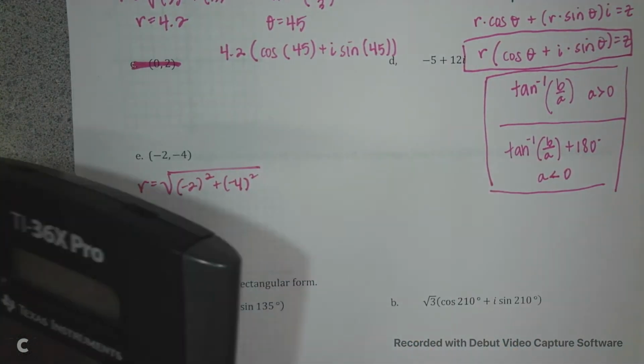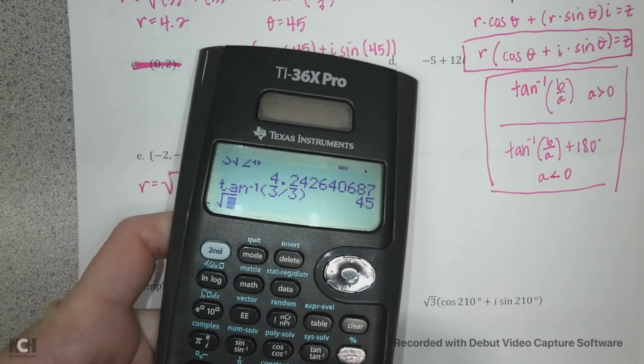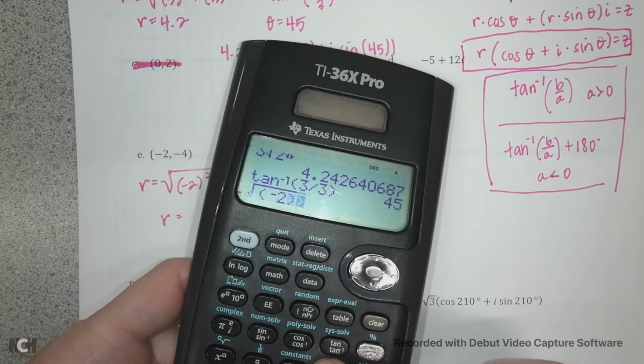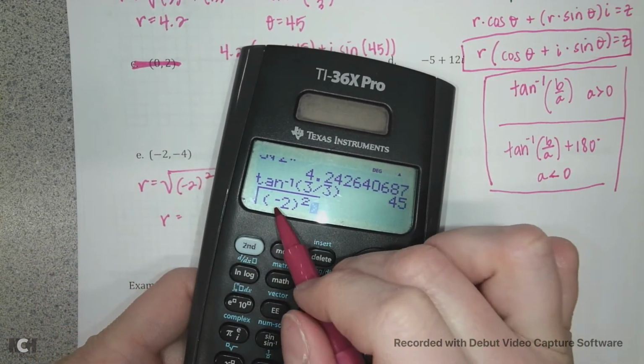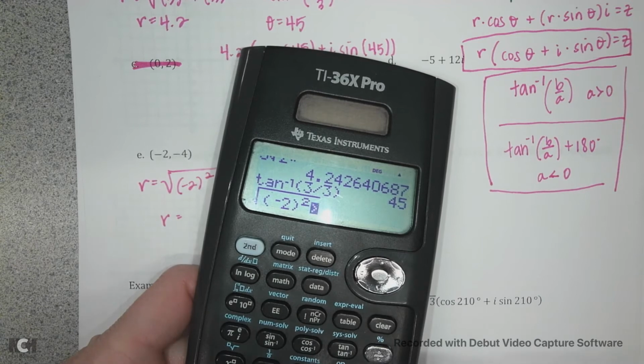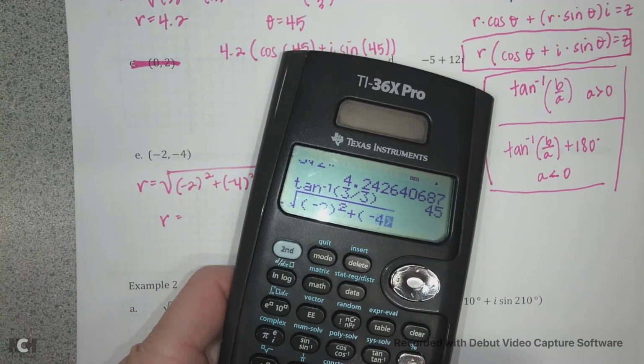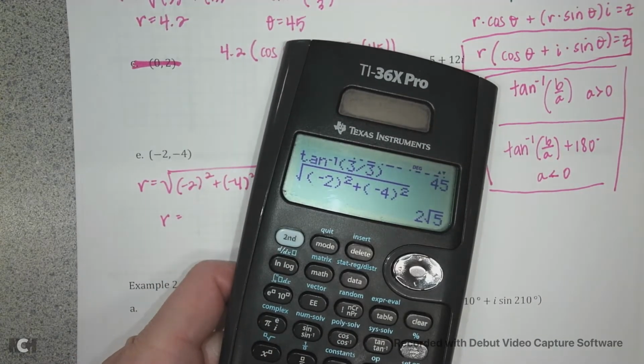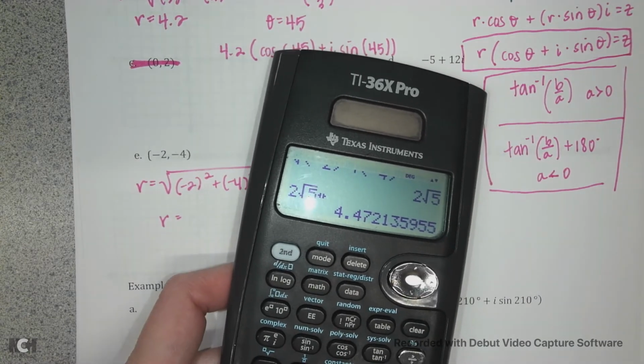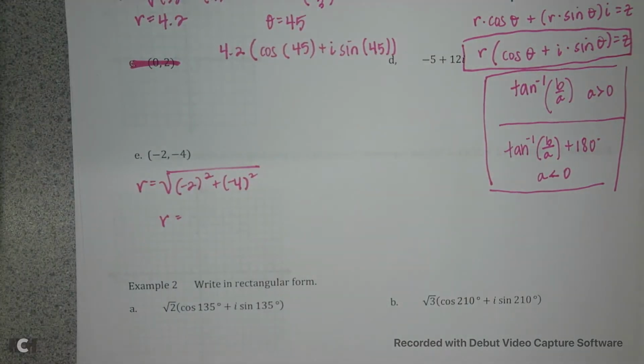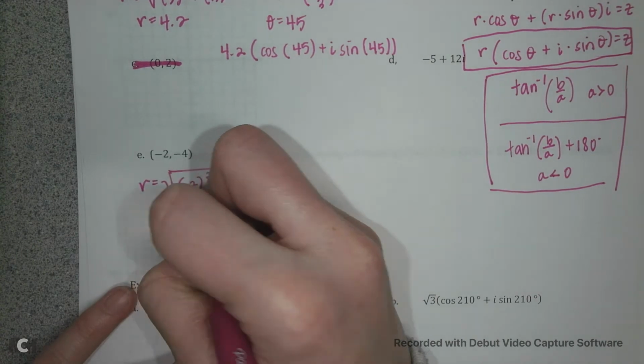So we're just going to type that in. So be careful when you square negatives. You need to make sure you include that negative in a parenthesis or else you'll get a weird answer. And -4 squared, and again it's a radical, but we want decimal to the 10th, so it's 4.5. So R is equal to 4.5.